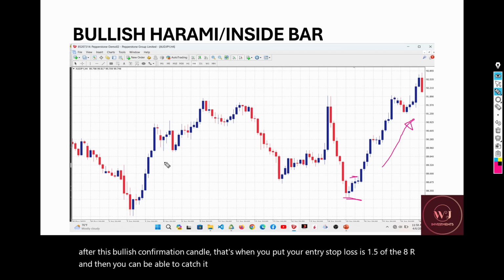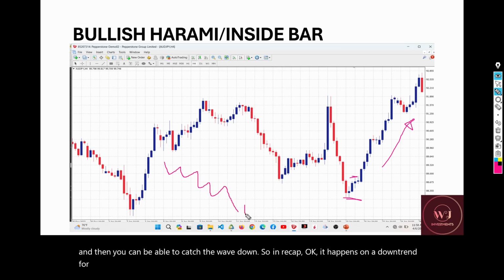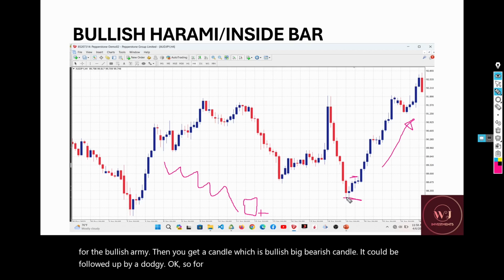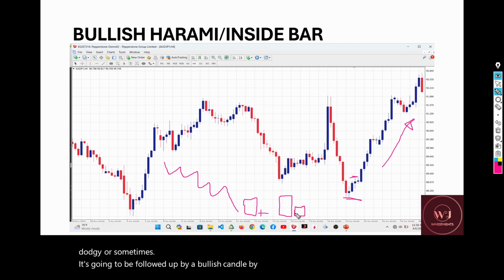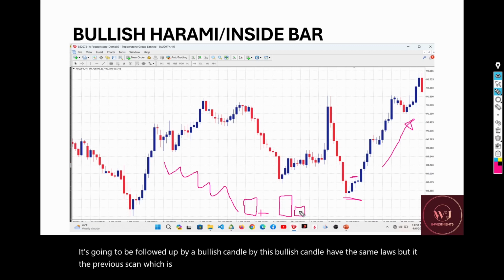So in recap, okay, it happens in a downtrend for the bullish Harami. Then you get a big bearish candle. It could be followed up by a doji. Okay, so for example, in this case right here, you could see it followed by a doji. Or sometimes it's followed by a bullish candle, but this bullish candle has the same low, and the previous bearish candle covers the body of this new bullish candle. For example, right here, you can see it, and also right here.